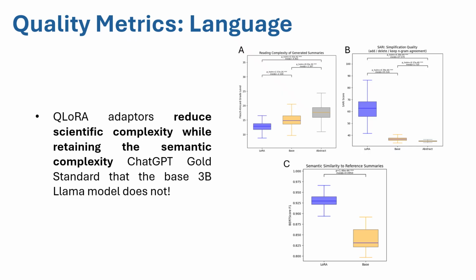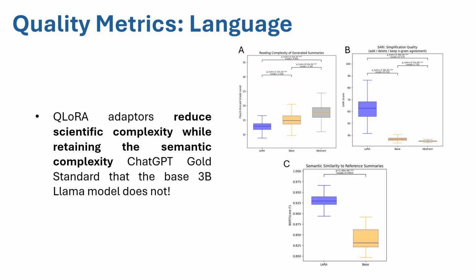And then to ensure the quality of the simplification, panel B shows the SARI score. This metric tracks how well a model adds, deletes, and keeps words to make text clearer. And my fine-tuned model achieved an exceptional median score of 62. It's a massive 25-point leap over the base model, proving a vastly superior capacity to restructure prose.